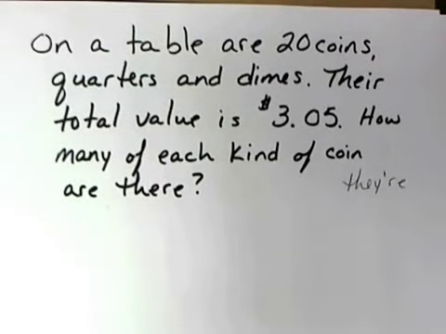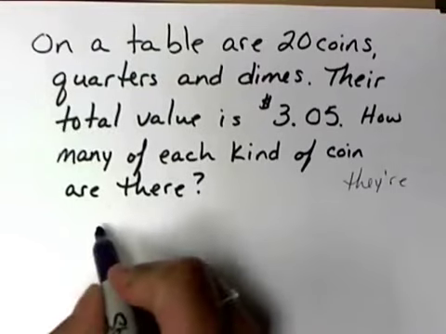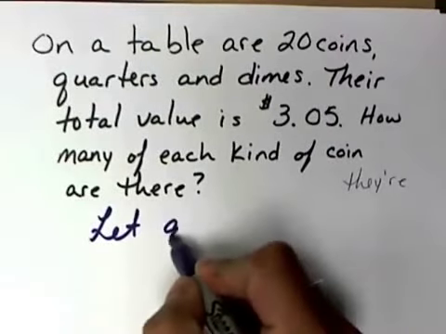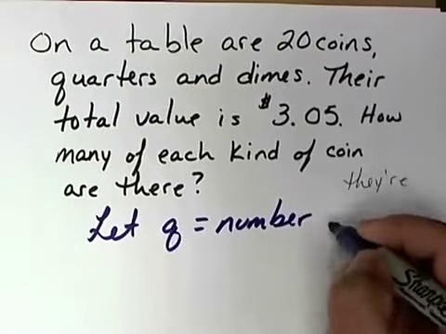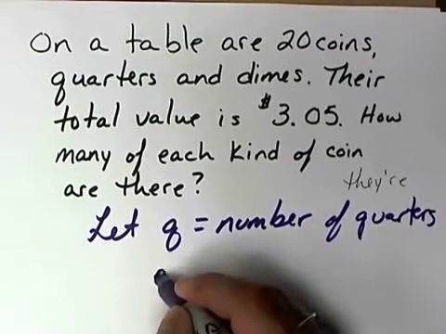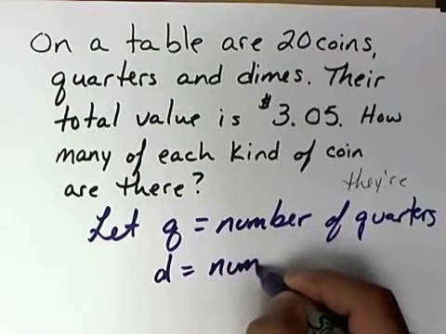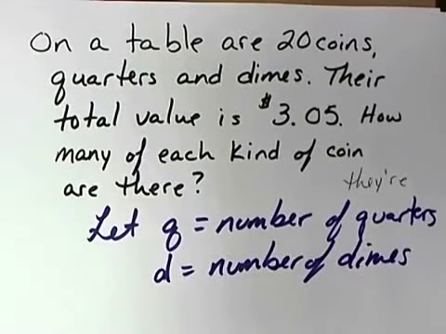Okay, now let's go back to our problem. First of all, we have coins. Once again, identify our variables. What are we trying to find? Each kind of coin. Well, what kind of coins do we have? We have quarters and dimes. So I would say let Q equal the number of quarters, and let D equal the number of dimes. So that's talking about our coins.